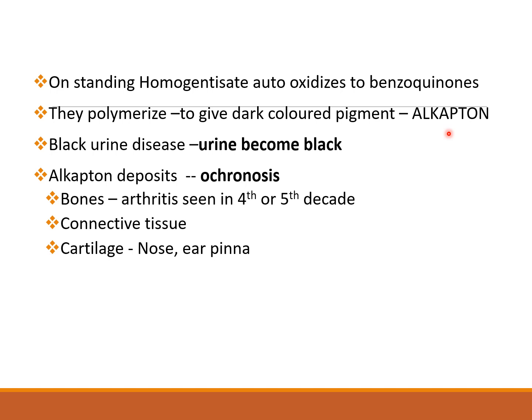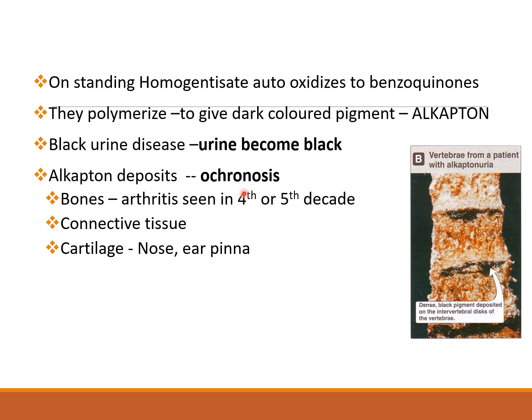Apart from this, the alkapton bodies usually get deposited in bones, connective tissue and cartilages and give a dark pigmentation. And usually, as I said, it is a benign condition. It goes unnoticed. Sometimes in the 4th or 5th decade, the patient can come with arthritis or backache because of this alkapton body deposition in the intervertebral column at the joint space, and that we call ochronosis.